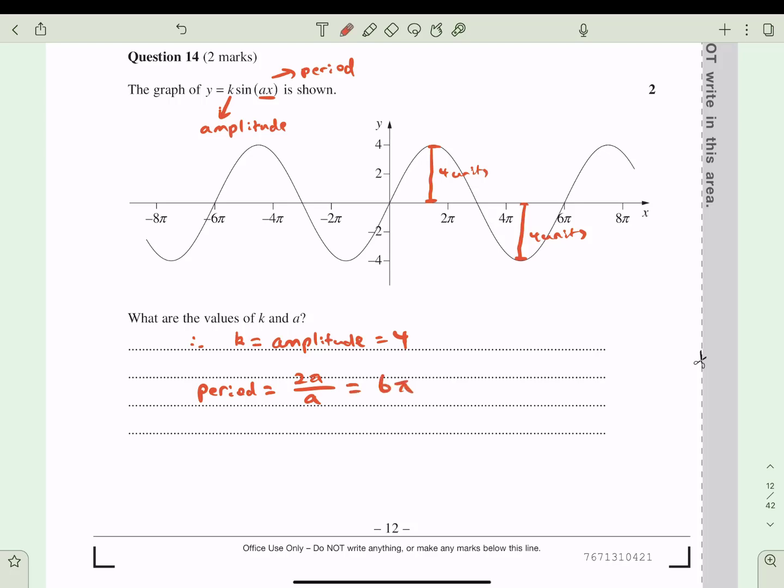Now, rearranging my formula, a is equal to 2 pi over 6 pi, which is equal to 2 over 6, which is equal to a third. So my answer is k equals 4, a is equal to a third.